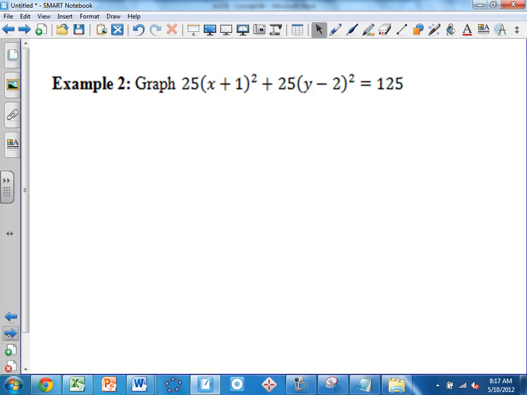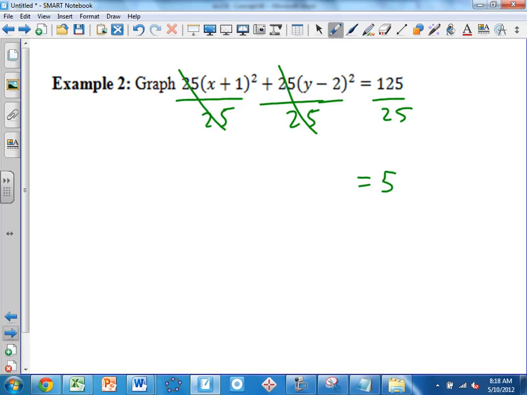So what might I be able to do here? Yeah, everybody take a look. Everything has a 25, doesn't it? There's 125, doesn't that have a 25 also? So divide everything by 25, and you can do this. You can always do this. These cancel. What does this become? Just simply 5. Okay?